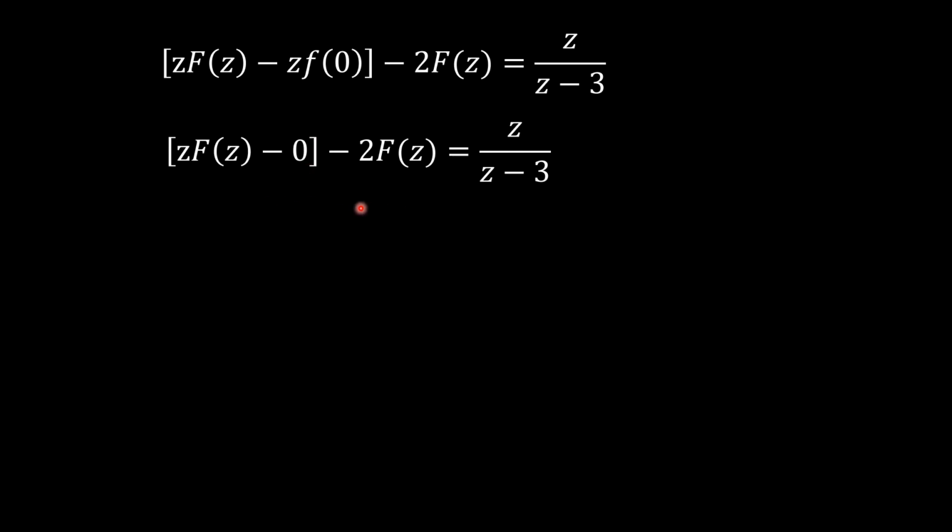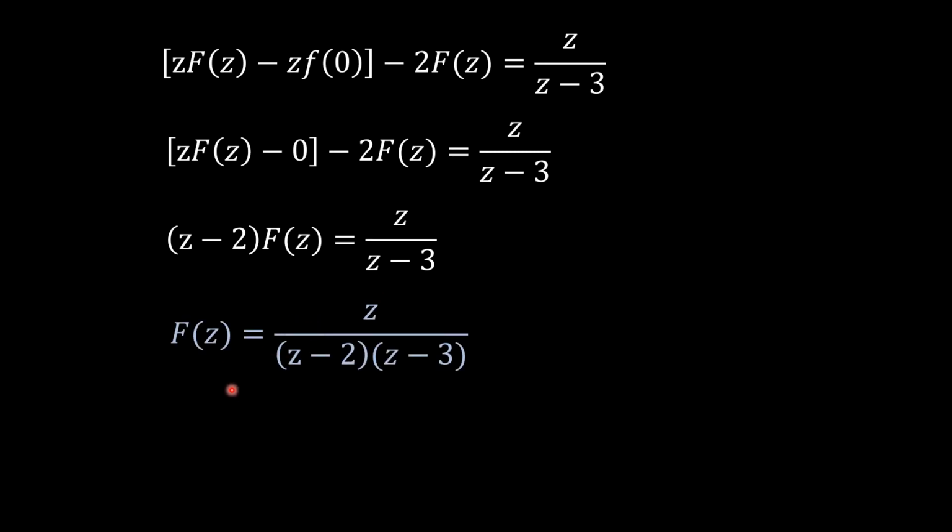Now, simplify this expression for F(z). Take F(z) common. So, we are left with z minus 2. Now, divide both sides by z minus 2. That will give us F(z) is equal to z divided by (z minus 2) into (z minus 3). So, in this way, we got the term F(z).